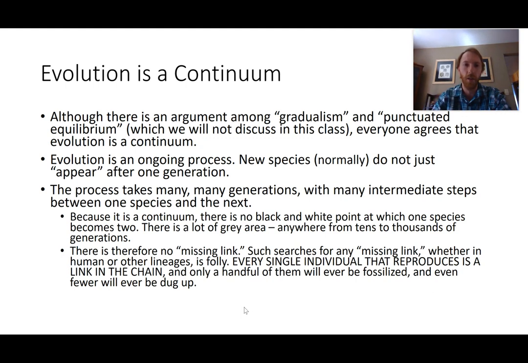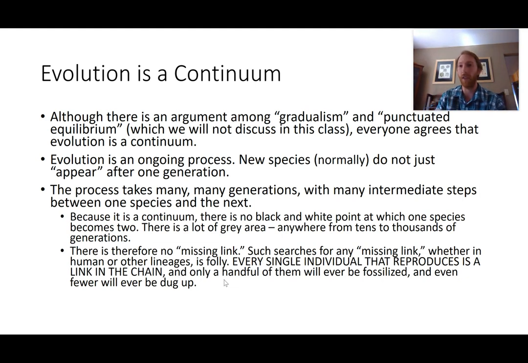Every individual that reproduces, like I have written here, is a link in that chain. Only a handful of them will ever be fossilized. I forget what the number is, but it's like 0.5% of any species, or maybe it's 0.05% of any species. Don't quote me on that number at all.